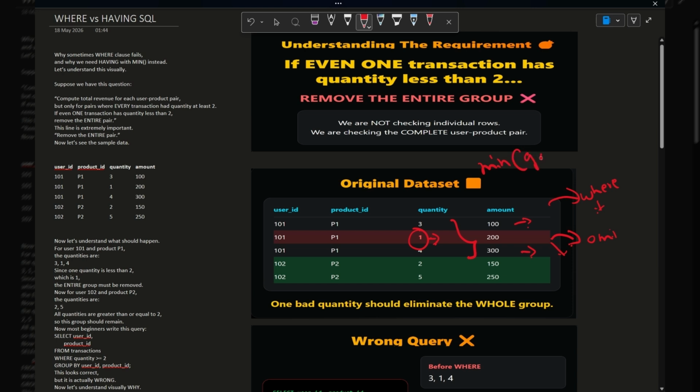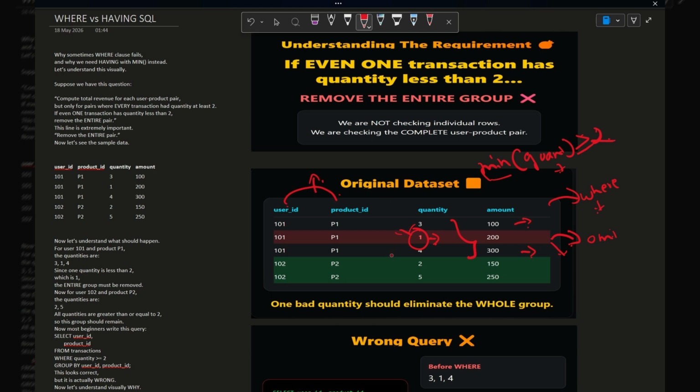So for our case, I have used the minimum of the quantity being greater than or equal to 2. In this example, what is the minimum quantity for this user id and product id? That is 1. While filtering, only if the minimum is at least 2 will we get the sum, that is the total revenue. So this will exclude the whole user id and product id group, and we will get the desired result.